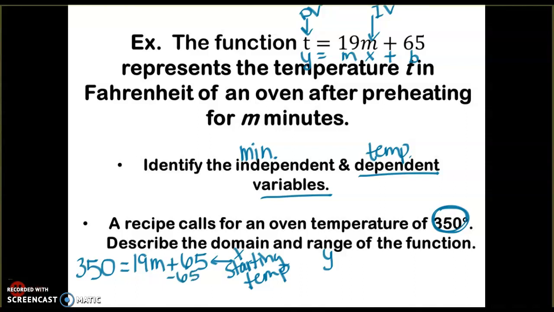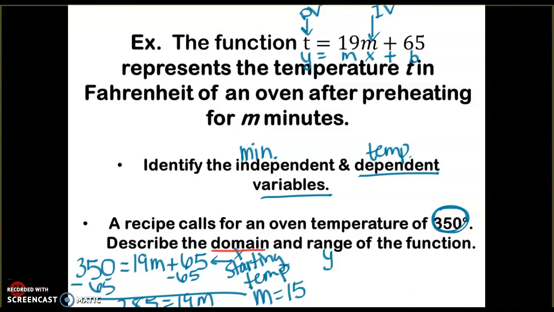So I'm going to subtract 65 from both sides. I have 350 minus 65 and I end up with 285 equals 19M, and divide by 19, and M equals 15. So it's going to take 15 minutes for our oven to reach 350 degrees. Do I need to go anything past that? No, because that's the maximum temperature that I need it to reach.